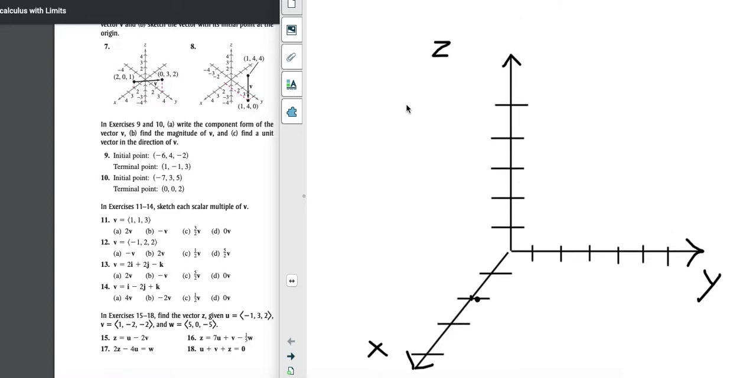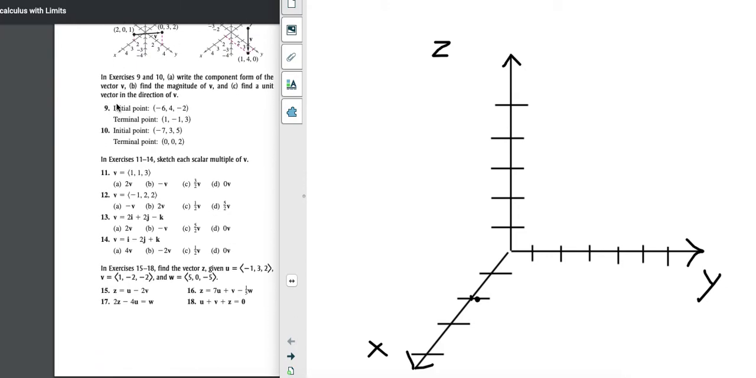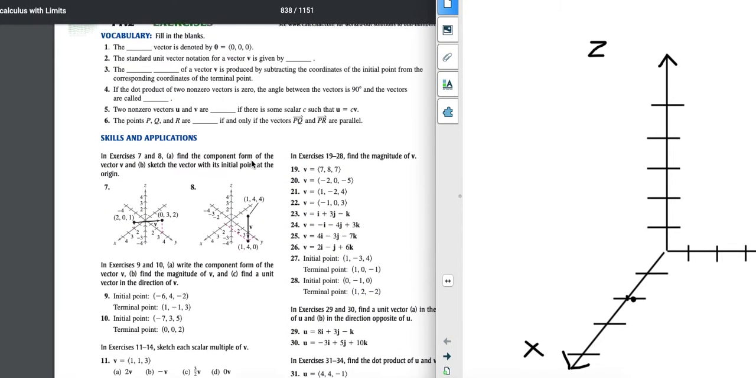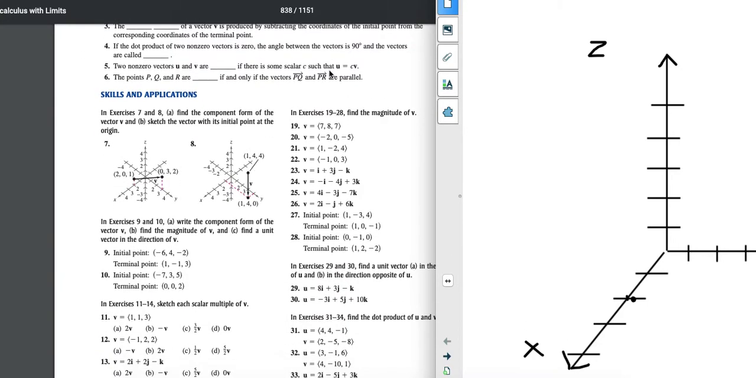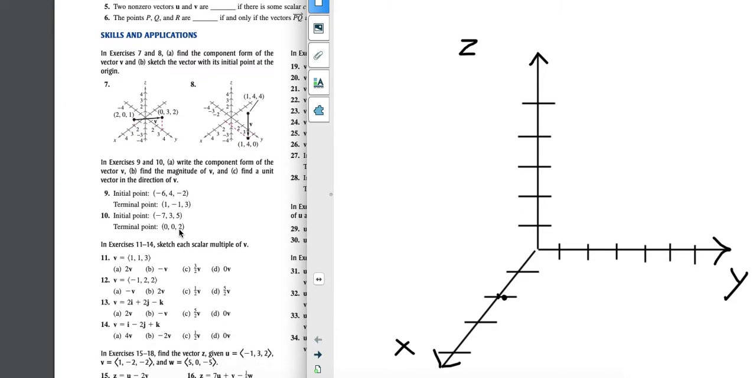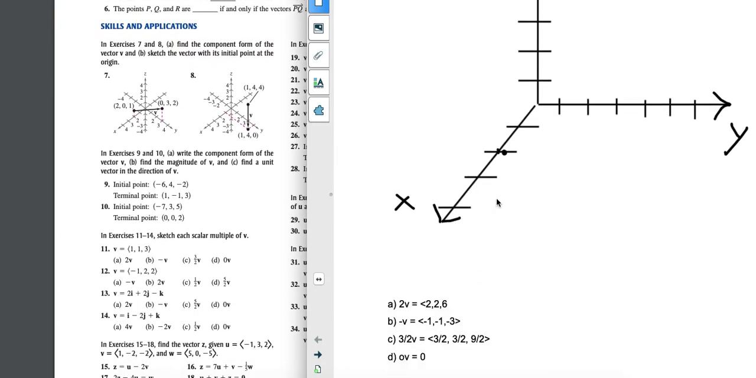All right, class, this is number 11 on page, I believe it's 8.22. Hopefully this book I'm using online matches up with the book we use. So number 11, we have the vector 1, 1, 3. Sketch each scalar multiple of v.